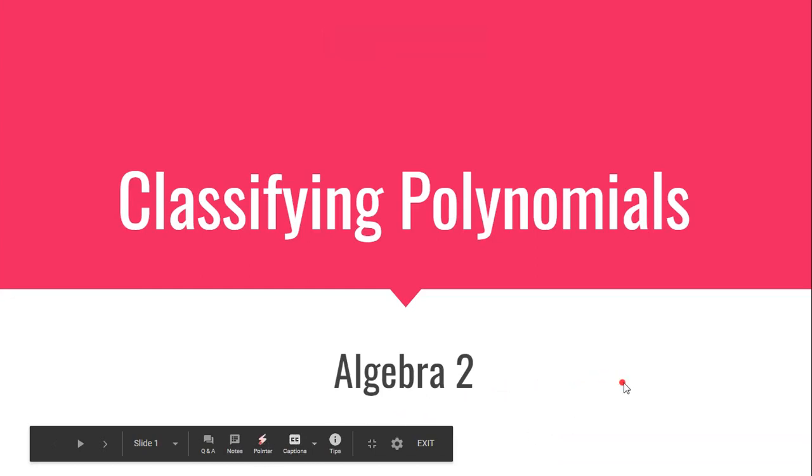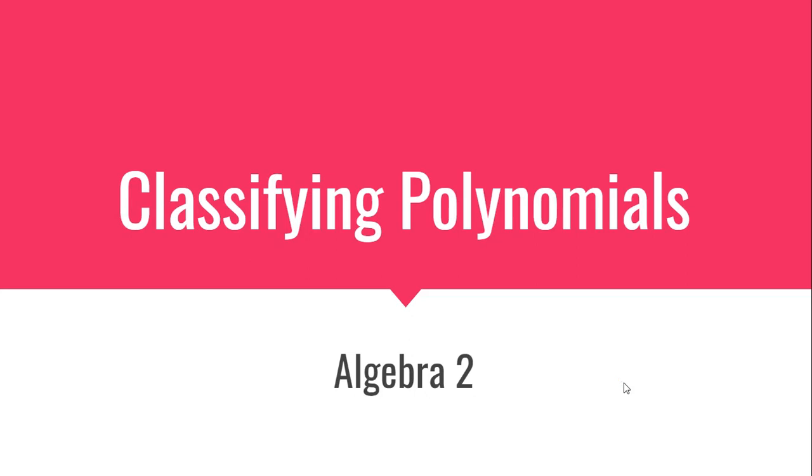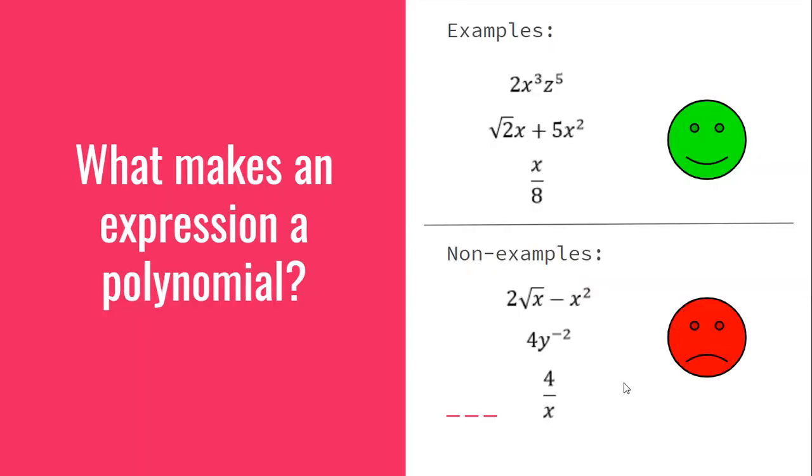Hi everyone, we are going to talk about classifying polynomials today. So the first thing we have to think about is what makes an expression a polynomial in the first place? How does it fit into that category? On the right side, you see some examples and some non-examples. The ones under examples are considered polynomial expressions, and the expressions at the bottom are not.